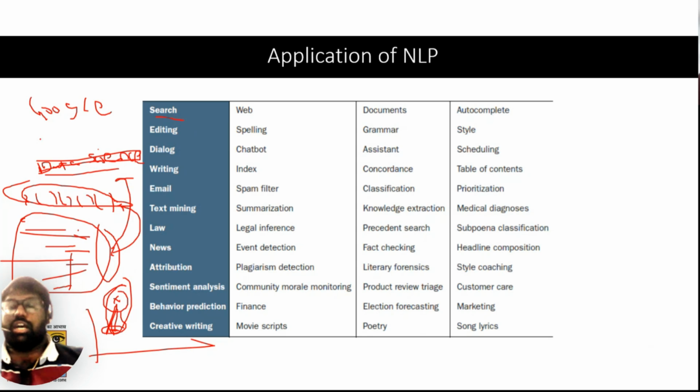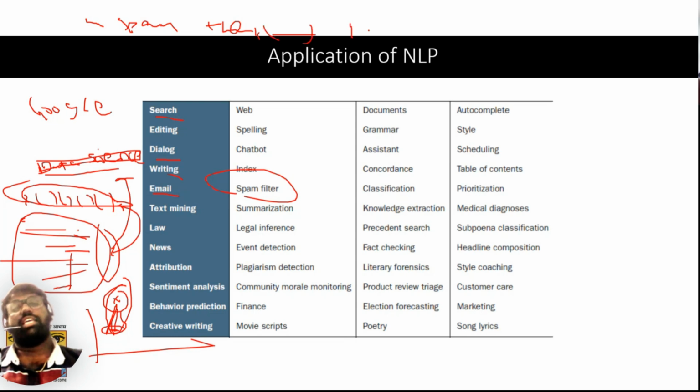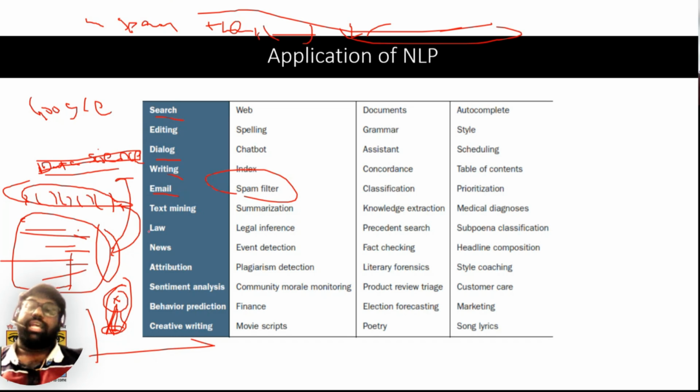Be it a search, or writing an email, or spam filtering, like how emails go into your spam box. Sometimes when you write "thanks," the suggestions give you "thanks in advance" or "you're welcome." There are some suggestions it will give. So that is NLP. And you can do text mining and a lot of text extraction.